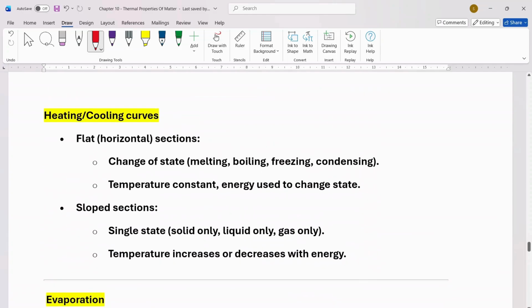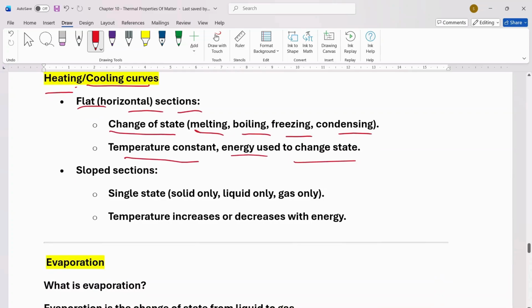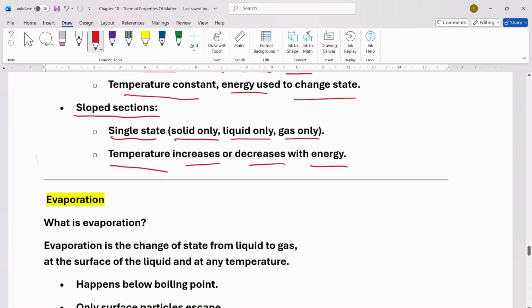Alright, now let's discuss heating and cooling curves. The flat horizontal section of a curve shows change of state: melting, boiling, freezing, condensing. Temperature is constant, energy is used to change state. The sloped section of the heating curve shows a single state, solid only, liquid only, gas only. Temperature increases or decreases with energy.